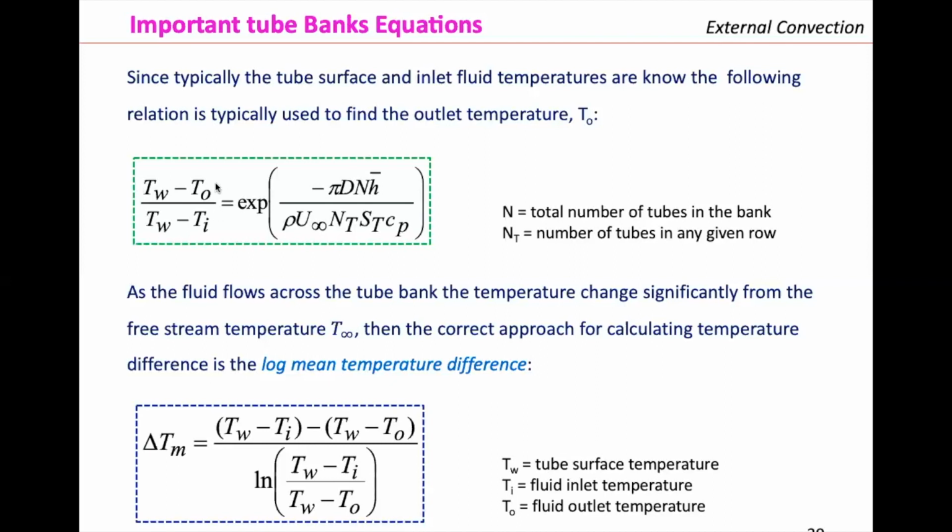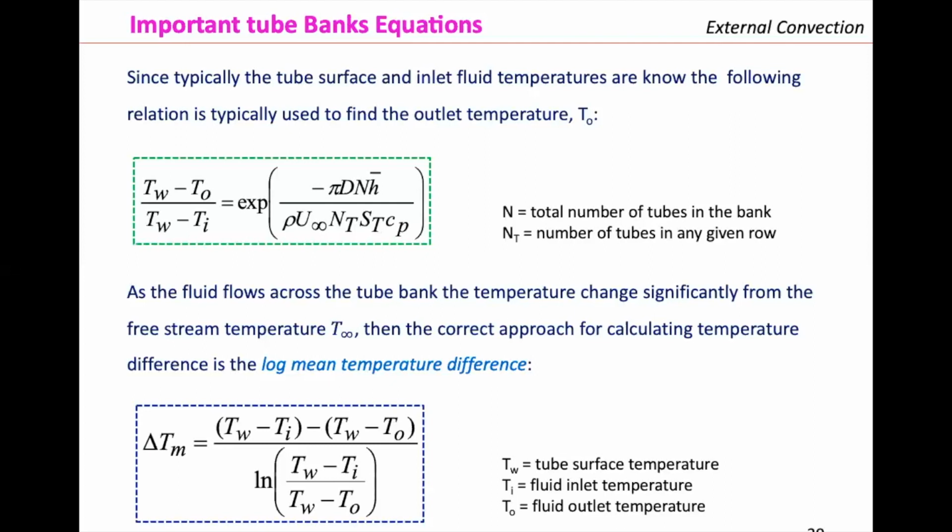So we want to know T outlet because we will know T initial and T wall, the diameter, the total number of tubes in the bank, the h, what else? Density, free stream velocity, the pitch, because we know how to arrange our tube bank, and the Cp, the heat capacity.